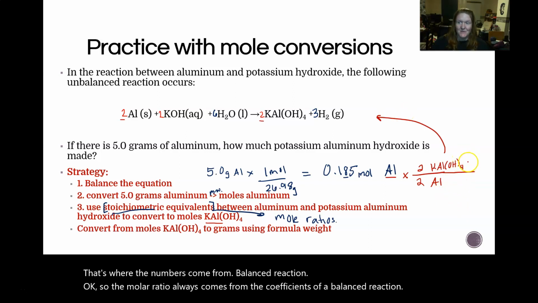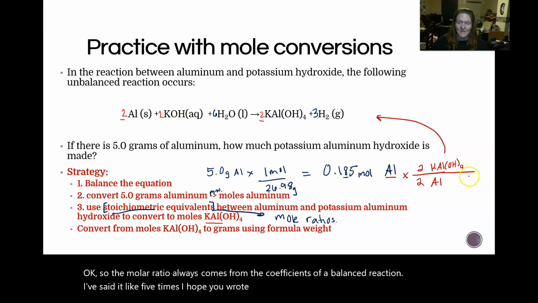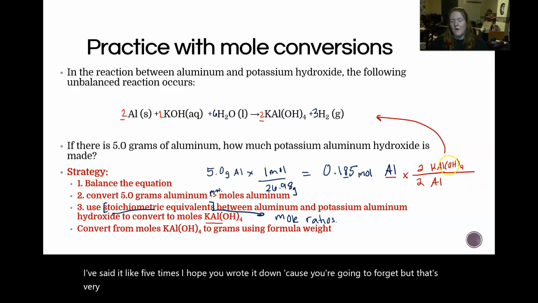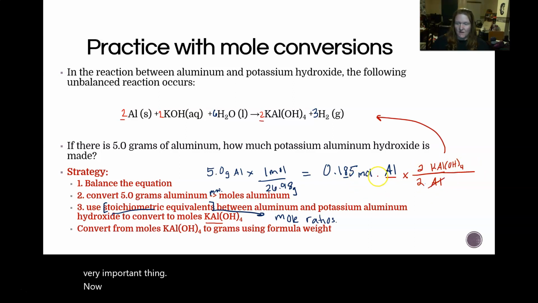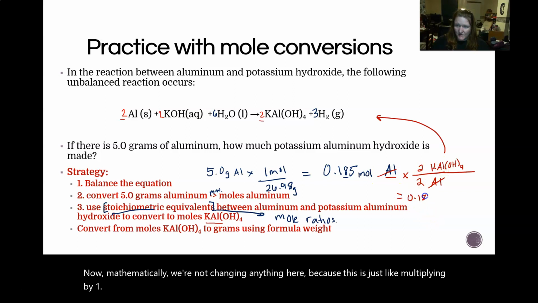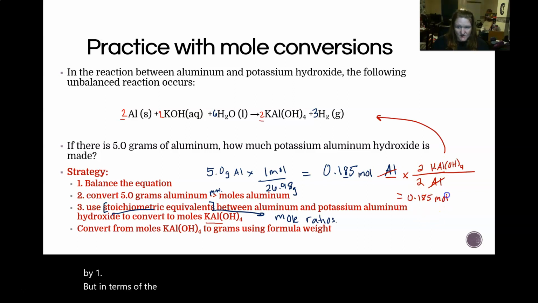Okay, so the molar ratio always comes from the coefficients of a balanced reaction. I've said it like 5 times. I hope you wrote it down because you're going to forget, but that's a very important thing. Now, mathematically, we're not changing anything here because this is just like multiplying by 1. But in terms of the unit, we have a big change. Now we're talking about product instead of reactant.